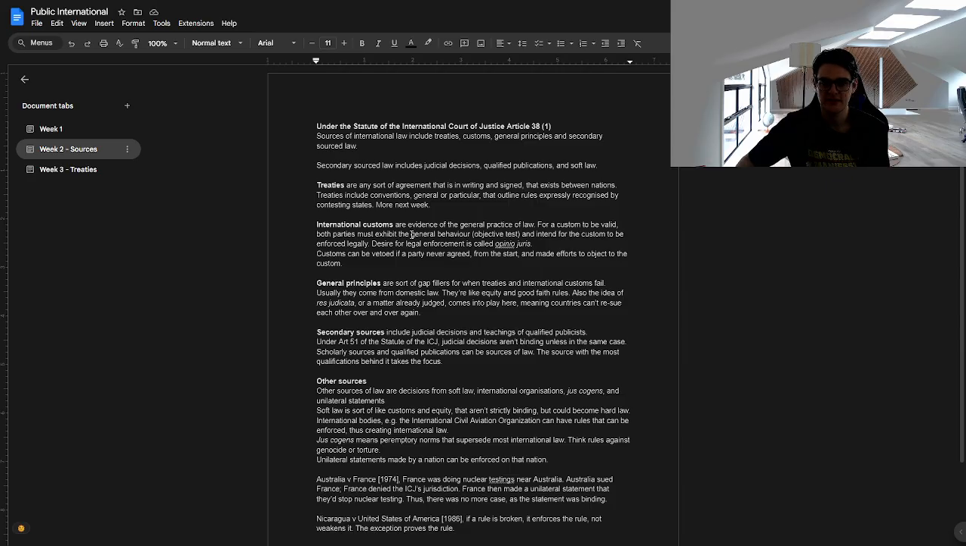So exhibiting the general behaviour, the trade, that's an objective test, and the intent, I'd imagine that's a subjective test, though I'm not too sure. Customs can be vetoed if a party never agreed from the start and made efforts to object to the customs.